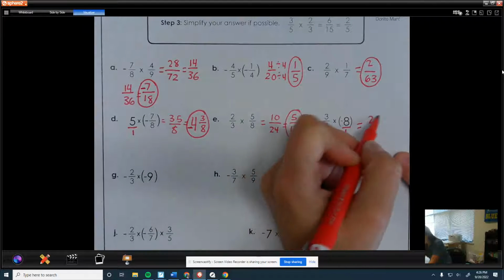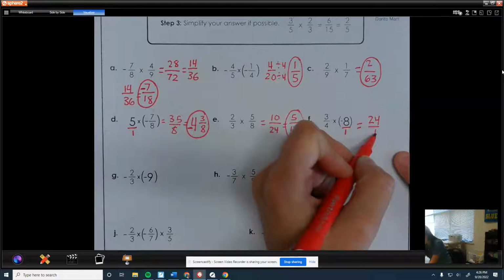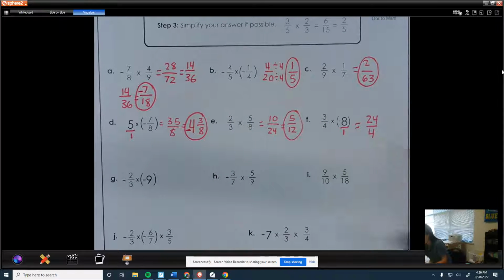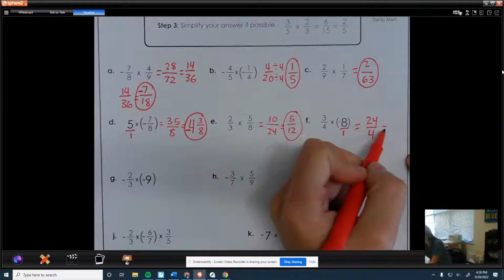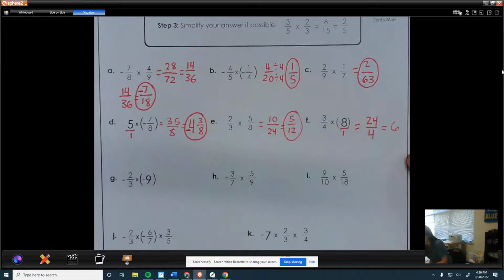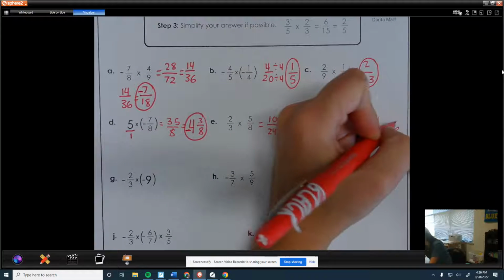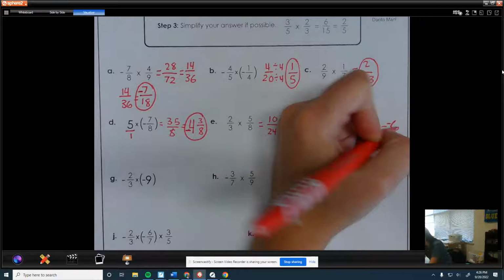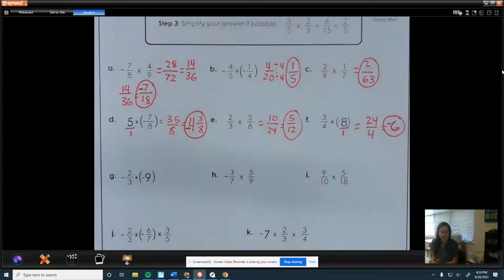Next one, stick a 1 under the 8 and then multiply. 3 times 8, 24. 4 times 1 is 4. Ooh, this one looks easy. 24 divided by 4, that's just 6 wholes. And make it negative because of Dorito Man. Negative 6.